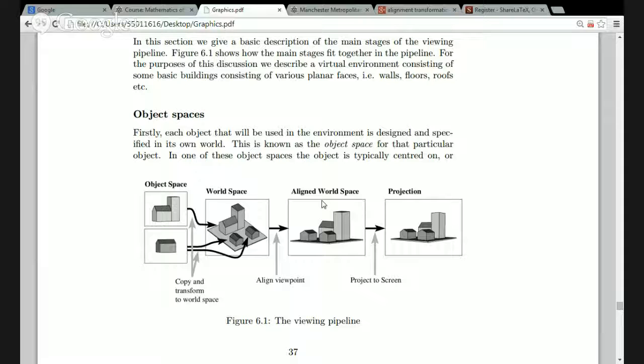But then that's still kind of abstract. It's just kind of sitting in the computer's memory. Then the question is how to get it onto the screen. So at the end of this pipeline is the image, the two-dimensional image as displayed on the actual computer screen.